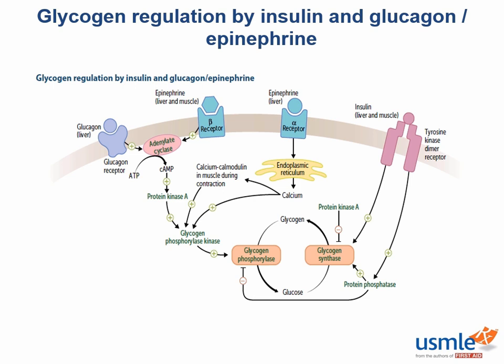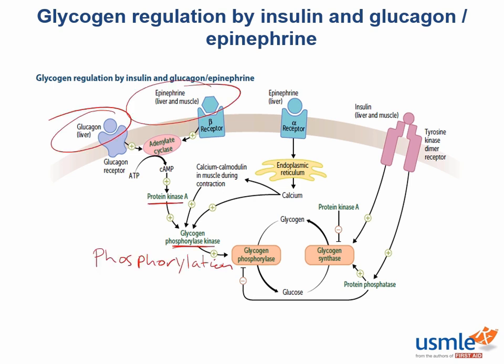Glucagon as well as epinephrine result in the phosphorylation of most enzymes on step 1, whereas insulin actually results in the dephosphorylation of these enzymes. And once again, these phosphorylated enzymes ultimately lead to glycogen getting broken down into glucose for energy production.